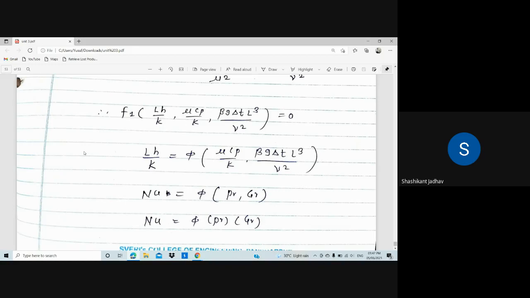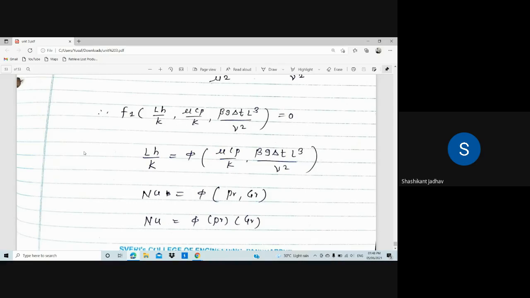Okay, so put those values into the equation. F1 of pi1, pi2, pi3 is equal to 0. So put the values of pi1, pi2, pi3 into this equation. F1 of, what is the value of pi1, that is LH by K. Then what is the value of pi2, that is mu Cp by K. Then what is the value of pi3, that is beta g delta T L cube divided by nu square, is equal to 0.